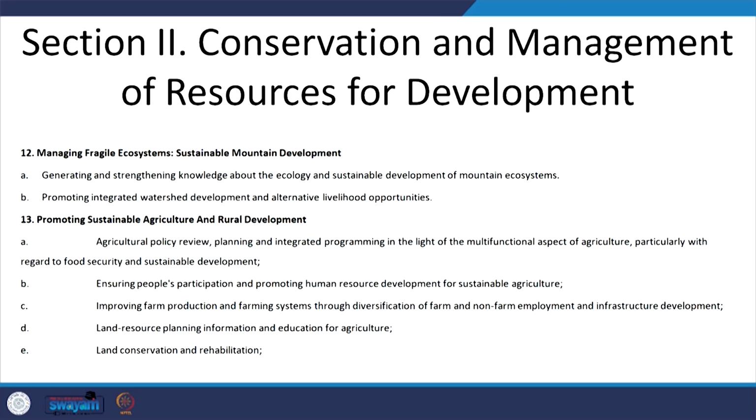Besides this, there is another agenda towards promoting sustainable agriculture and rural development. When we were discussing the visionaries who promoted sustainable development through their vision and approach, we were talking about Mahatma Gandhi, who emphasized sustainable, independent, self-reliant rural development. That is an agenda which finds place in Agenda 21, promoting sustainable agriculture and rural development.